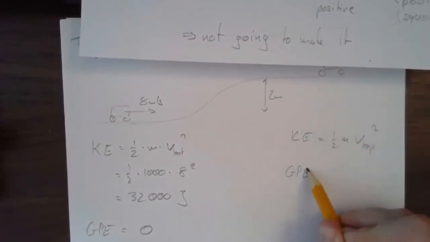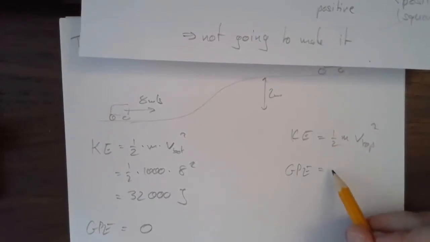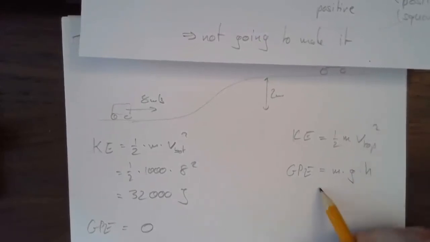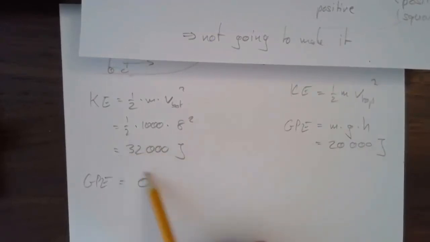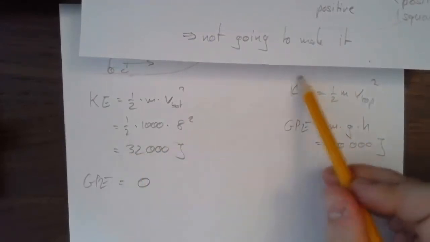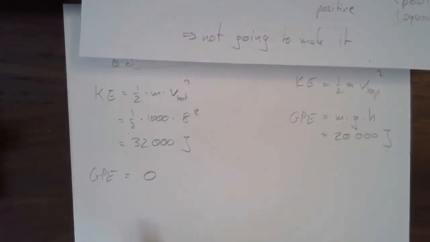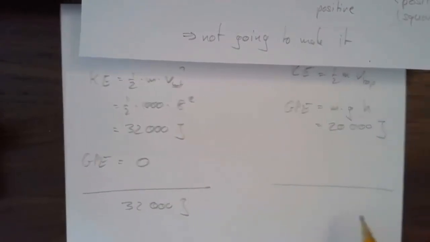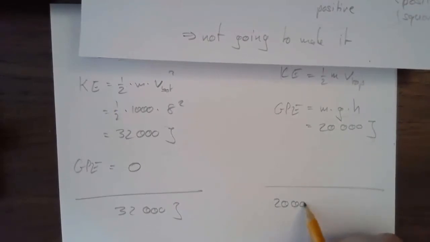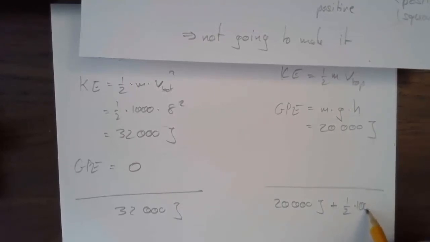This is what I'm trying to figure out. My gravitational potential energy at the top is going to be m times g times H. We actually worked this out already. That hasn't changed. That is still 20,000 joules. So now, this is 32,000, this is 20,000, so how much is this? The total here is 32,000 joules. The total here is 20,000 joules plus the unknown 1/2 times 1,000 kilograms times v squared, the speed at the top, of course.